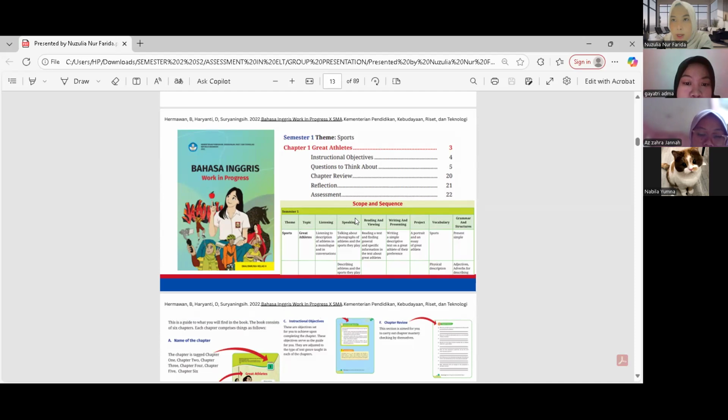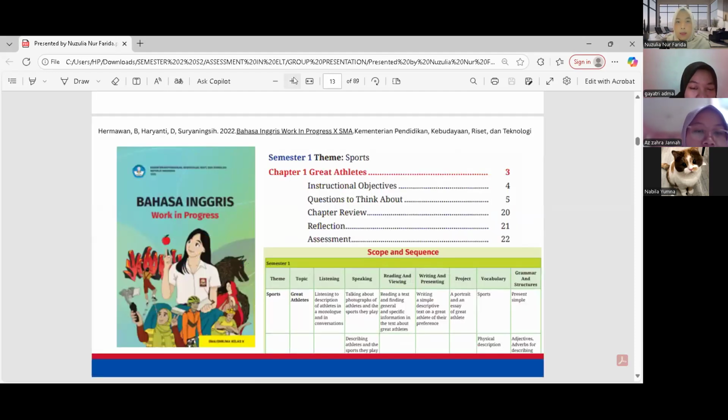scope and sequence. Aduh, can you see my slide clearly? Yeah.